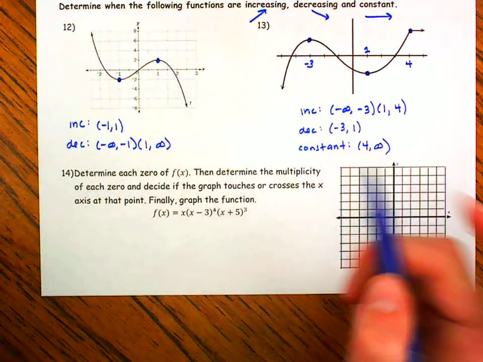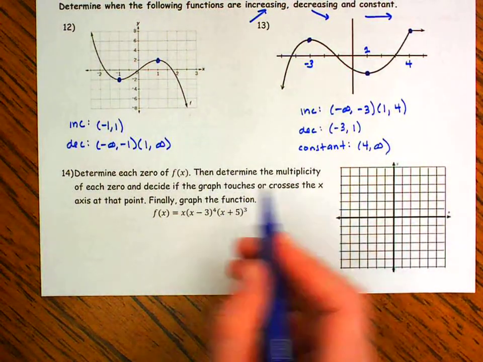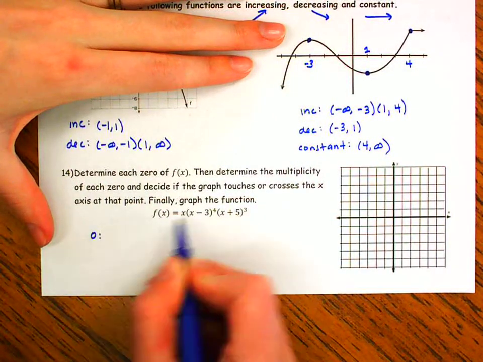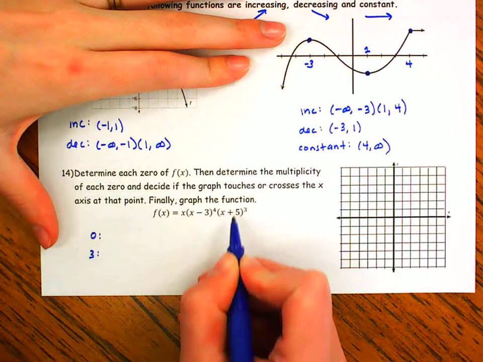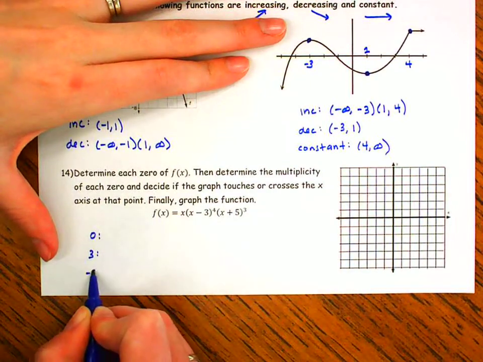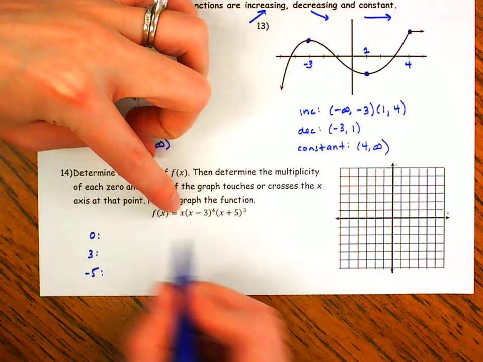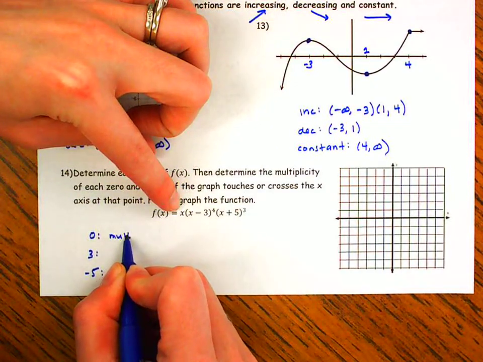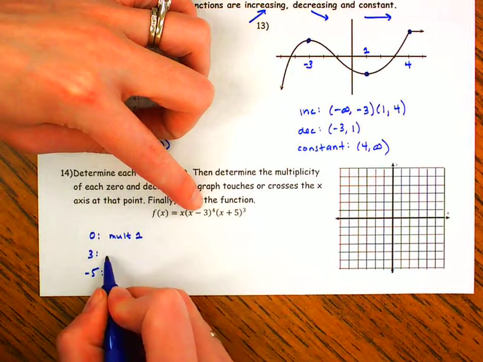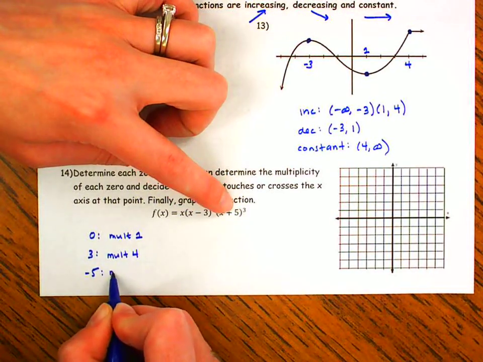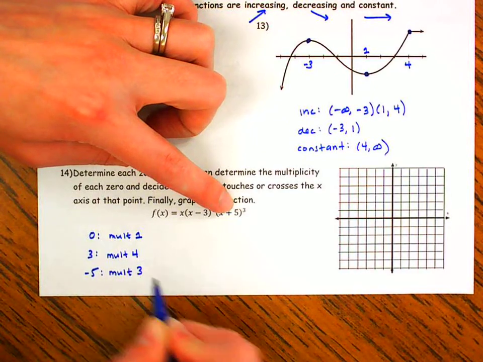Okay, so here's my last one. It says determine each 0 of f of x. So let's do that first. We're going to have a 0 at 0. We're going to have a 0 at 3. And we're going to have a 0 at negative 5. It says then determine the multiplicity of each 0. So this 0 has a multiplicity of 1. This has a multiplicity of 4. This has a multiplicity of 3.